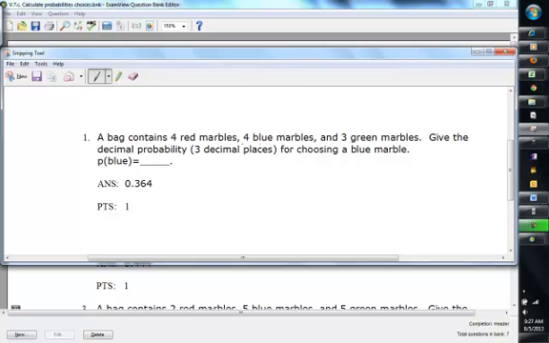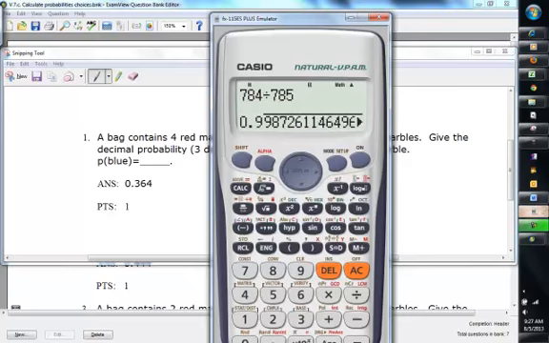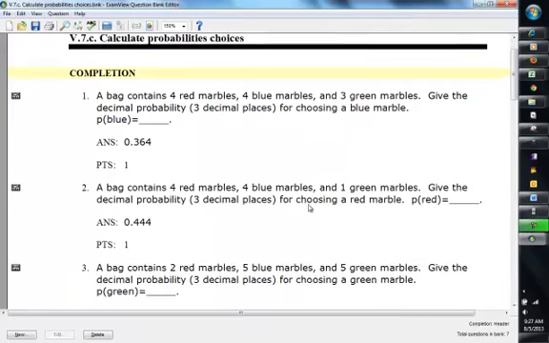Well, you take the number of ways to get a blue marble, 4, over the total number of marbles, 4 plus 4 plus 3. So on our calculator, we would write it as a fraction, 4 over 4 plus 4 plus 3, and we get 0.3636, which rounds to 0.364. Next one.